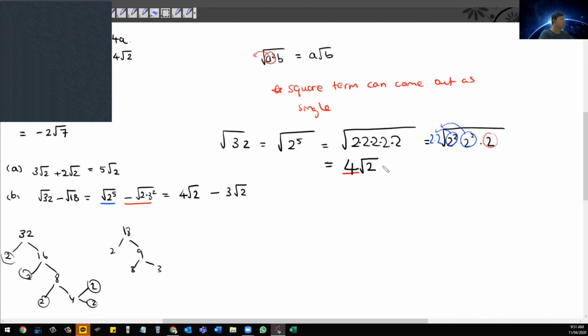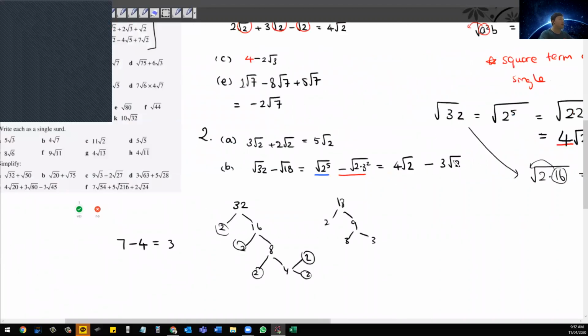Okay? Well, there's another way of doing this. You don't have to do prime factorization. You can just do, if you've got 2 times 16, and the 16 is 4 squared, so this can come out as 4. So that's 4 root 2. Does that make sense to you? Yeah. So you get that, and also you get, of course, 4 minus 3 is 1, so this is square root 2. Understand?